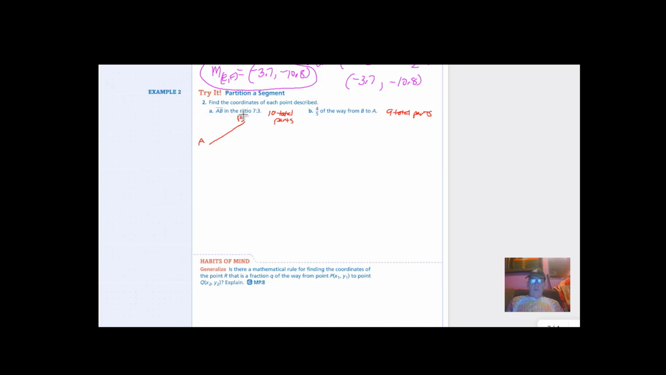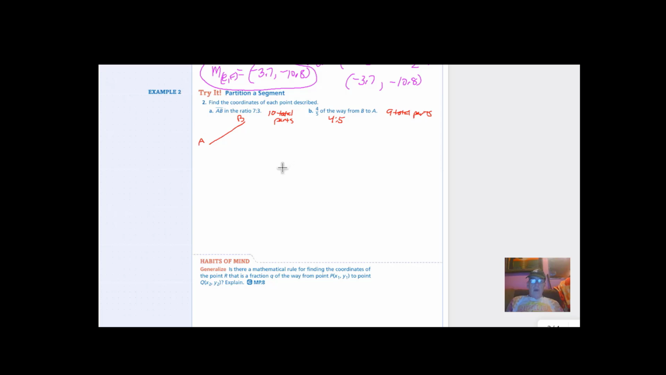So this one point needs to be 7 parts out of 10 along the way. Coming back, it needs to be 3 parts out of 10. So this is like a 7/10, 3/10, just like this one is 4/5. So this also could have been said to be in the ratio of 4 to 5, which would be exactly the same thing. 4 parts out of 9, 5 parts out of 9. So 4/5 of the way from B to A, it's going to kind of be back a little bit.